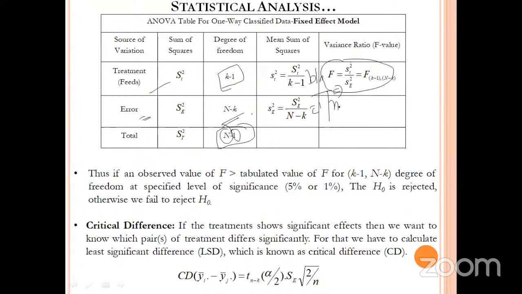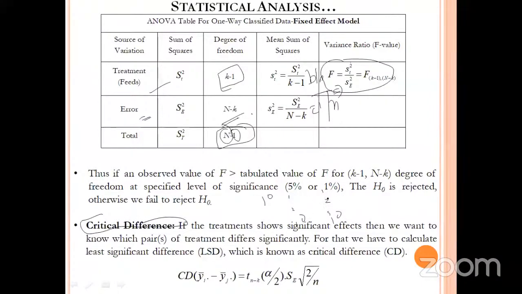This is all you have to remember. Critical difference is a term you have to understand. The definition is that among these 10 pairs, 1, 2, 3, 4 until 10, and here 1, 2, 3, 4 till 10, we know that they are significantly varying.